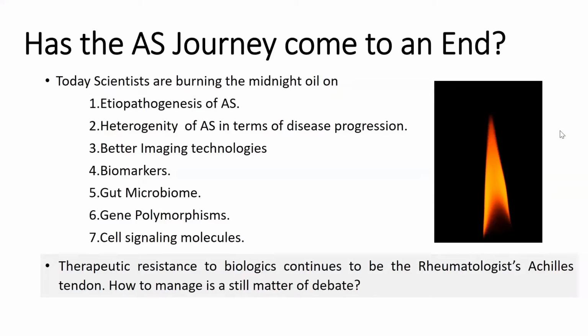The connection between the gut and ankylosing spondylitis, the gut microbiome. Gut microbiome is involved in everything. The only thing it is not involved in till now is COVID. Maybe it's also involved. Gene polymorphism, cell sequencing molecules.